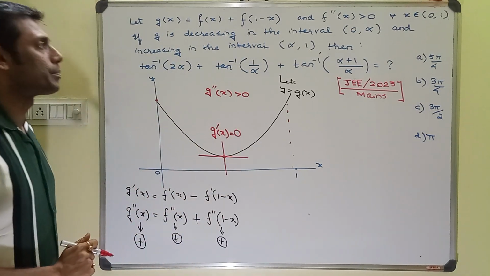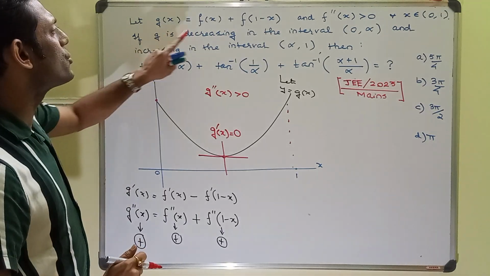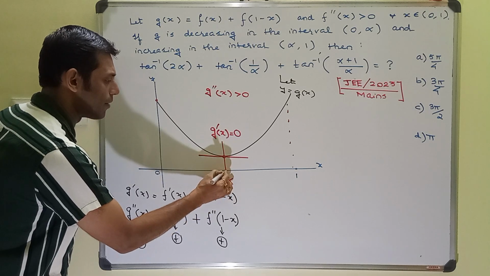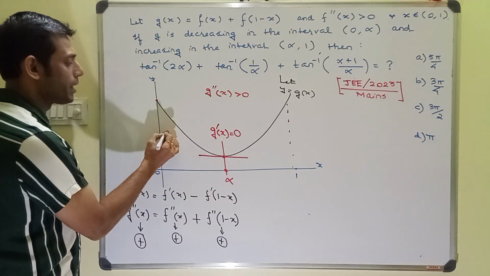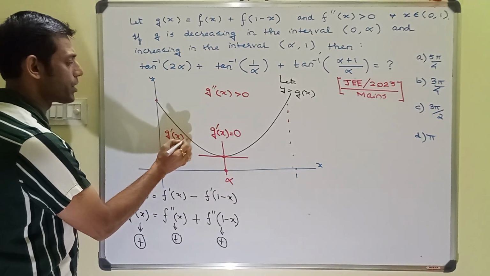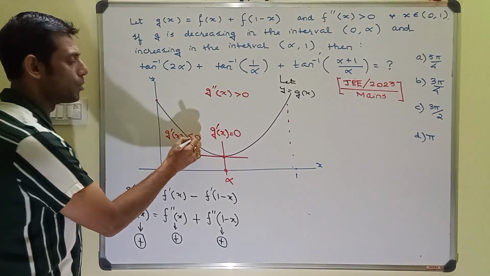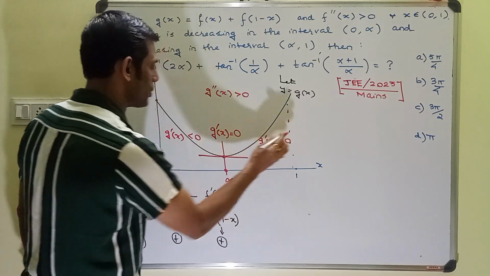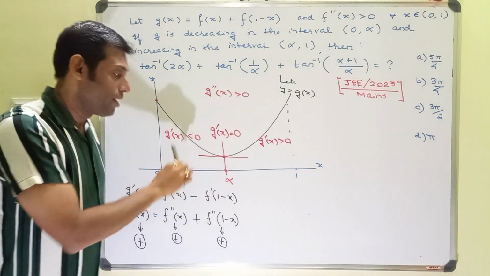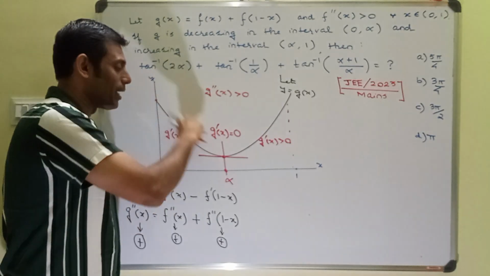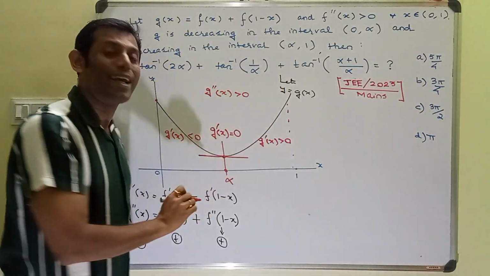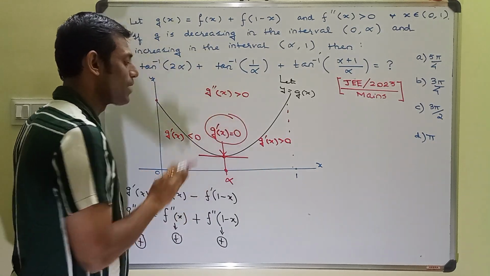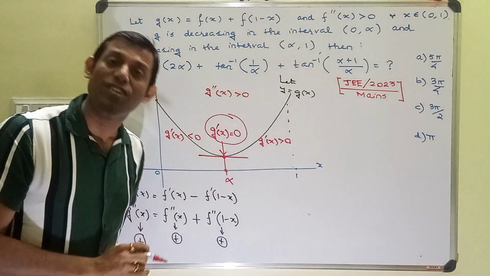But observe this. Your g is decreasing in the interval 0 to alpha. That means this is the position of alpha. It is decreasing, that means in this case g dash of x is less than 0. And in this case, your g dash of x is greater than 0. The g dash function is changing polarity from negativity to positivity. It has to pass through this point of zero slope. This is a definite necessity here.